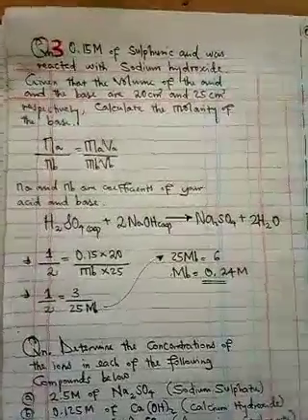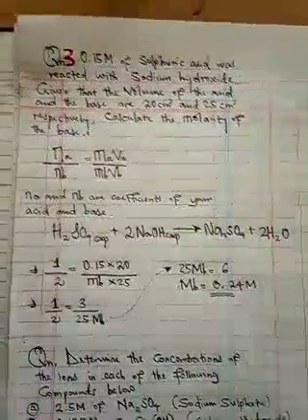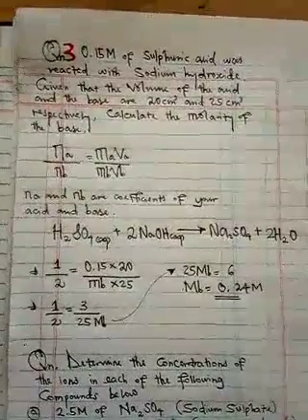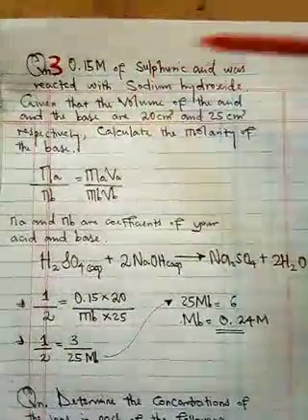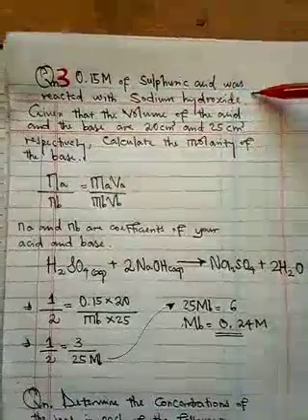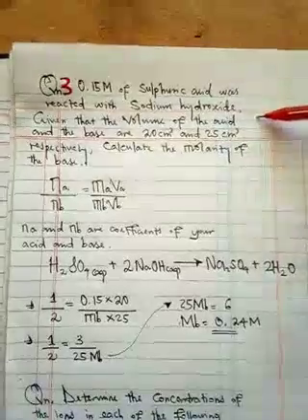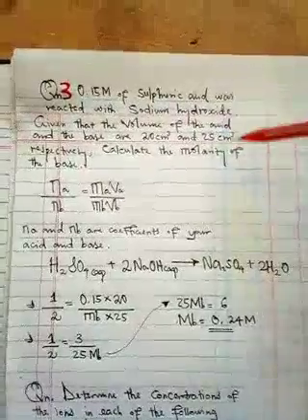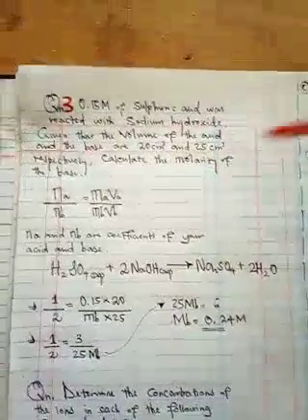Okay, so the question that we have been given here is also an extension of how they bring questions under concentration and molarity. So they're saying that 0.15 molar of sulfuric acid was reacted with sodium hydroxide. Given that the volume of the acid and the base are 20 centimeters cubed and 25 centimeters cubed respectively, calculate the molarity of the base.